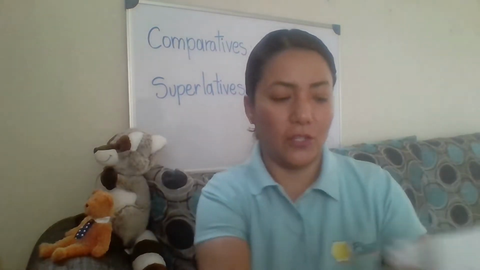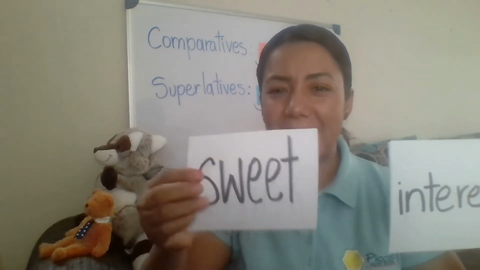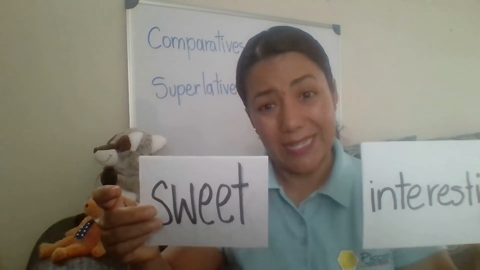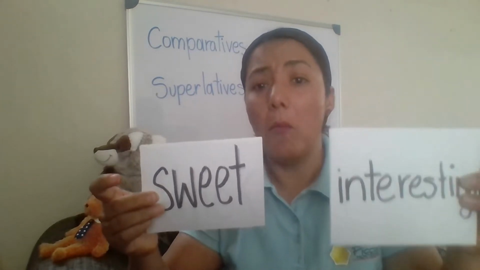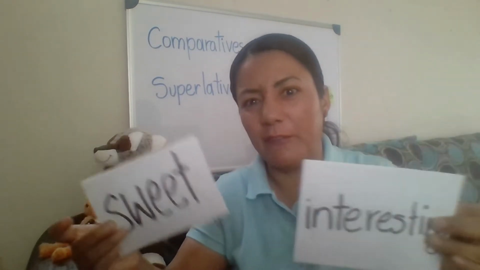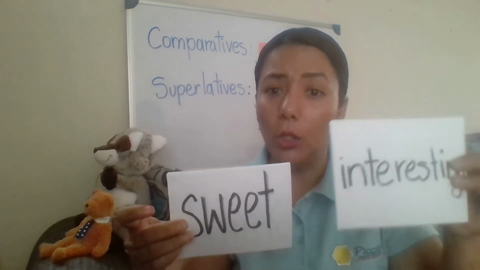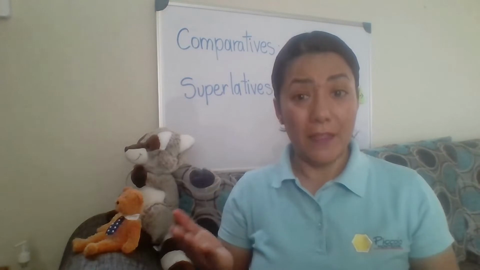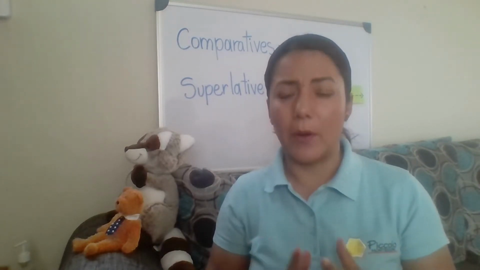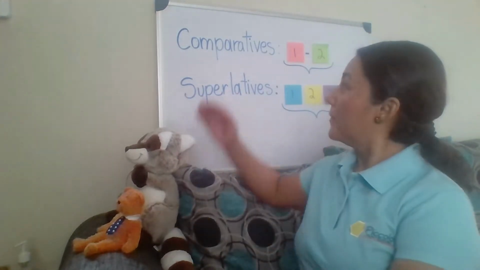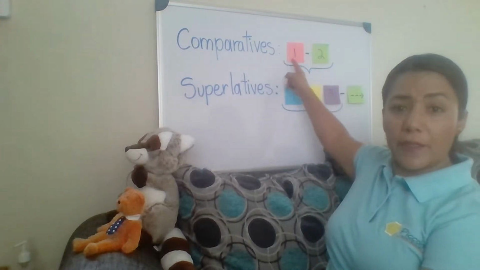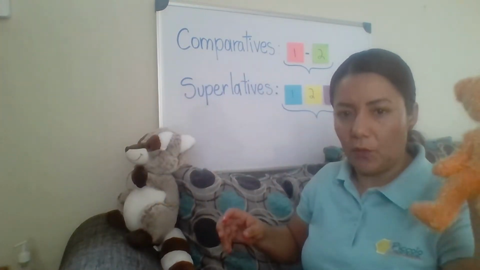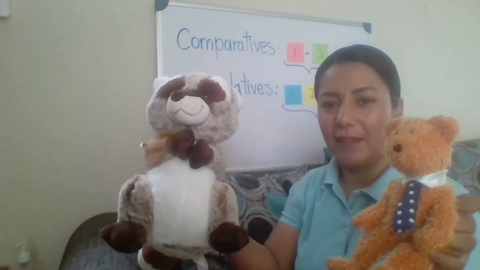Some adjectives are short, one syllable. Some adjectives are long because they have more syllables. Three, four. Okay, short and long. The next thing I need you to remember is comparatives. Let me show you. Comparatives are used to compare two things. You have one thing and another thing, and you compare them using comparatives.